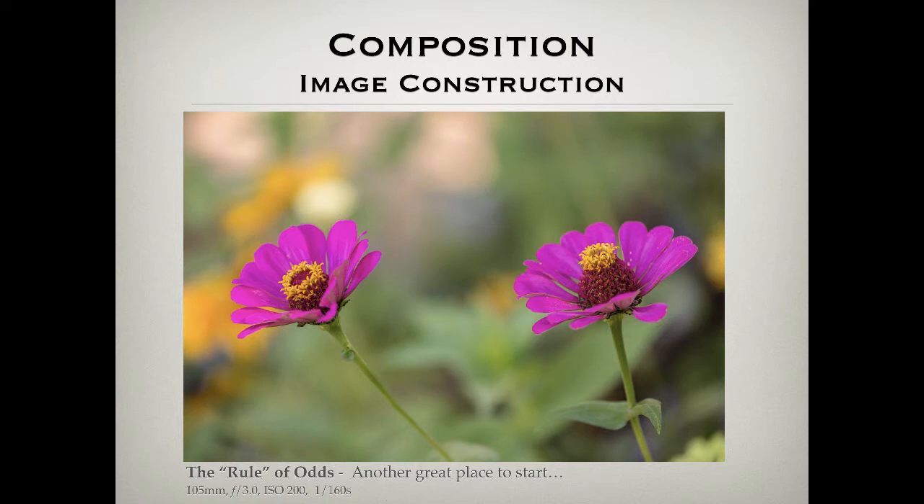There's the rule of odds, another great place to think about or start, but not necessarily. So often in photographs, there's more dynamic, more energy in the elements if there's an odd number of things in the photograph rather than an even number. So there's a pair of these flowers in this photograph.